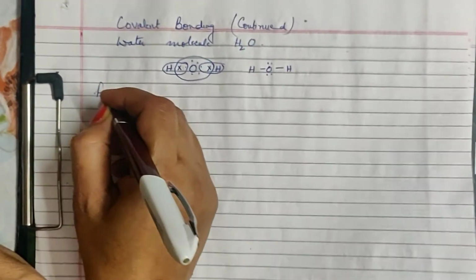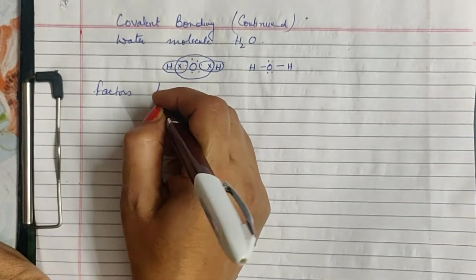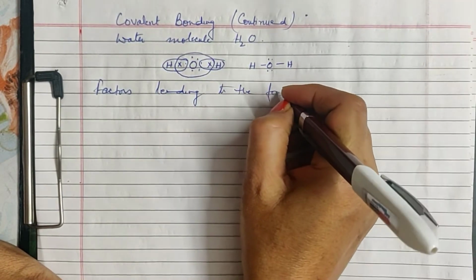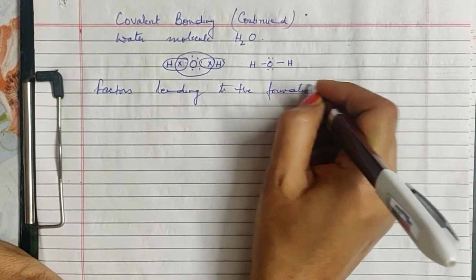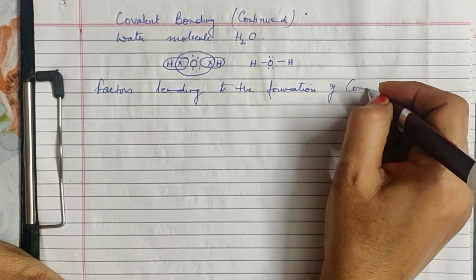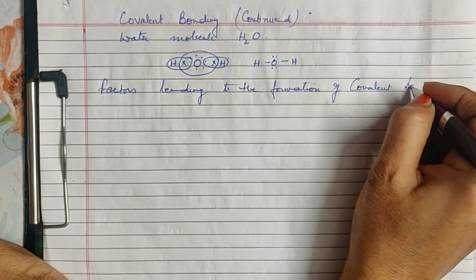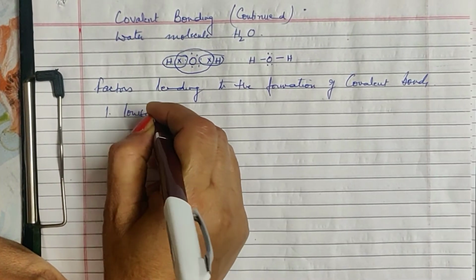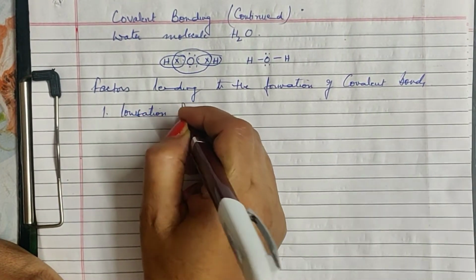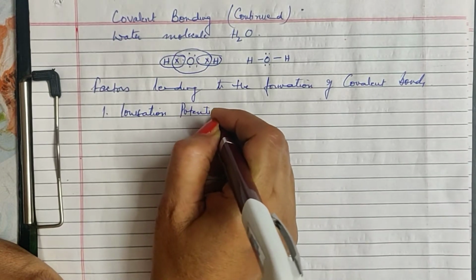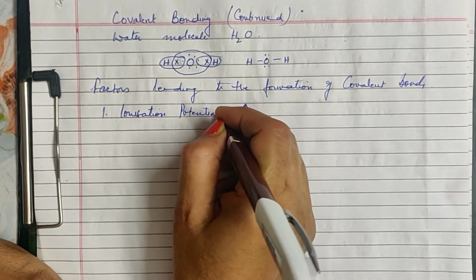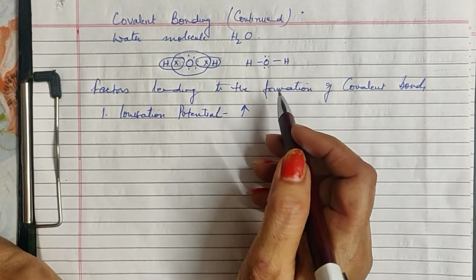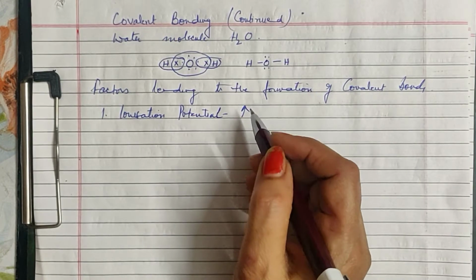Now, what are the factors which lead to the formation of covalent compounds? The first factor is ionization potential. If the ionization potential is high, that means a lot of energy will be required to remove an electron. Then the atom will rather indulge in sharing of electrons than losing electrons.